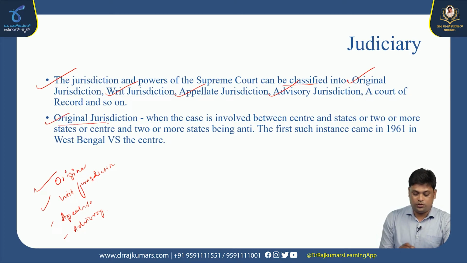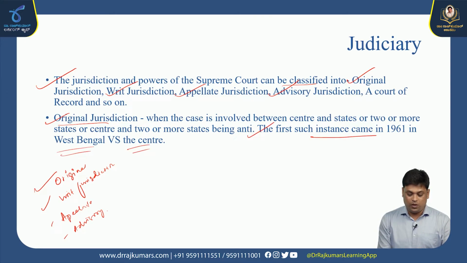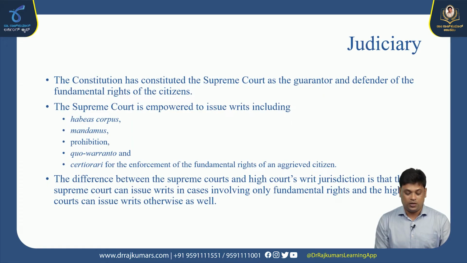What is original jurisdiction? When the case is between the center and a state, or between two or more states, it is known as original jurisdiction. The case originates in the Supreme Court itself. The first such instance came in the year 1961, West Bengal versus the center, which is known as original jurisdiction.